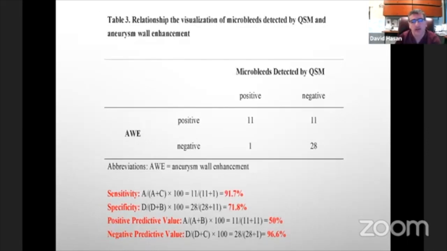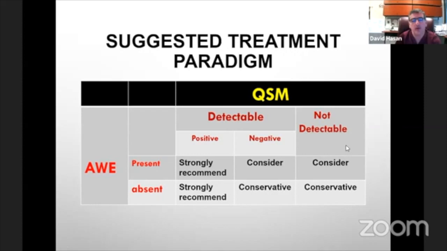Now, if you take the vessel wall imaging and correlate it with the QSM, you could see here that the vessel wall imaging is 92% sensitive and almost 97% negative predictive value. Meaning, if the vessel wall does not enhance, then the aneurysm did not have microbleed and hence was stable. And this, the figure or the table that we use currently, is a treatment paradigm based on both the QSM and the vessel wall imaging.